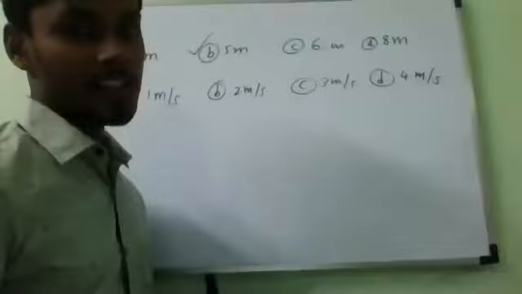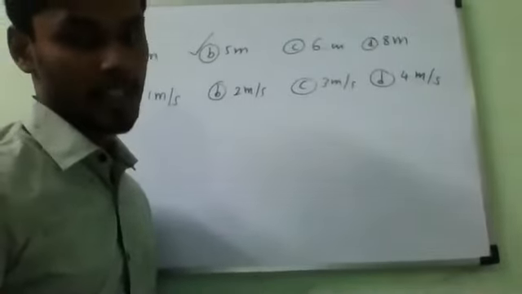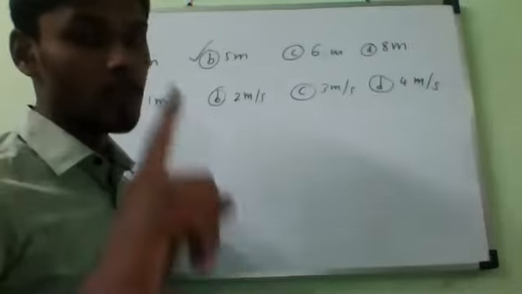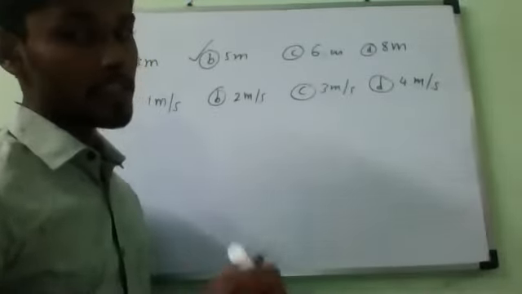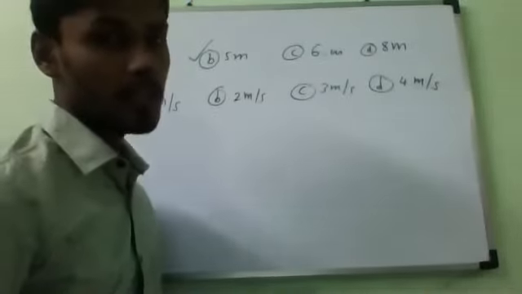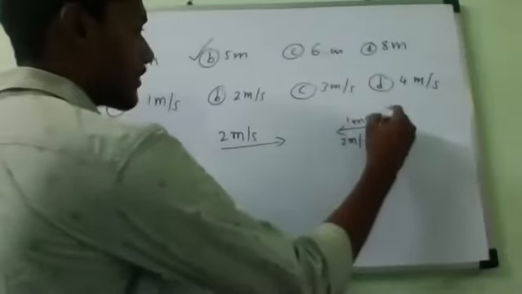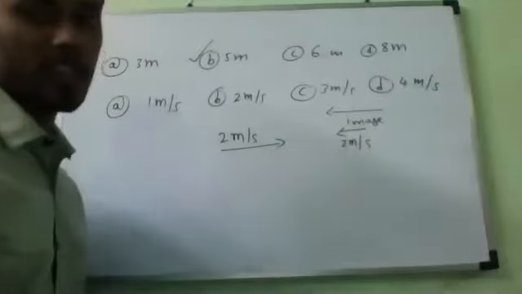When the car reverses at a speed of 2 meters per second, then the image also will appear to move. If the car is moving at 2 meters per second, the image also will appear to be coming at 2 meters per second. Yes or no? Yes, sir.